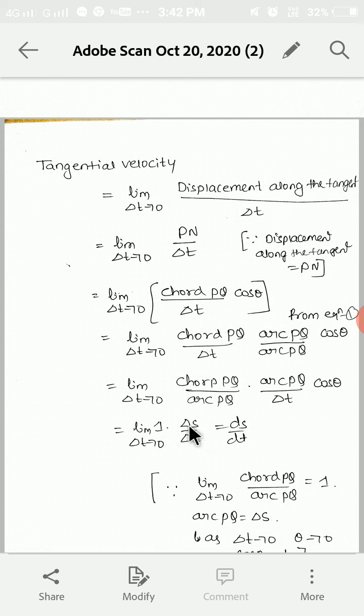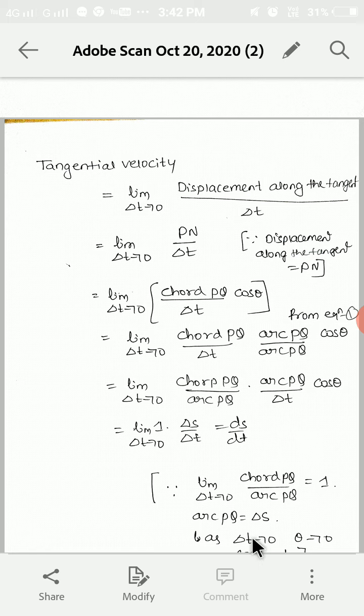Now, when delta t tends to 0, the limit of chord PQ by arc PQ is equal to 1, using this equation. So this becomes 1, and arc PQ is nothing but delta s, and this is delta t. So the limit as delta t tends to 0 of delta s by delta t is equal to ds by dt.